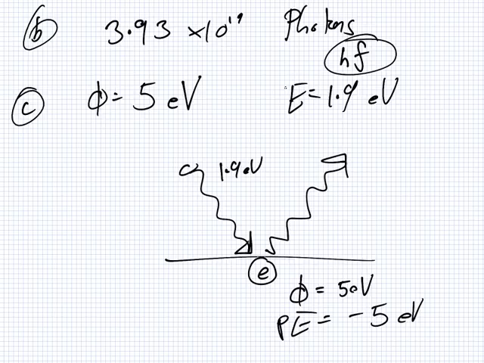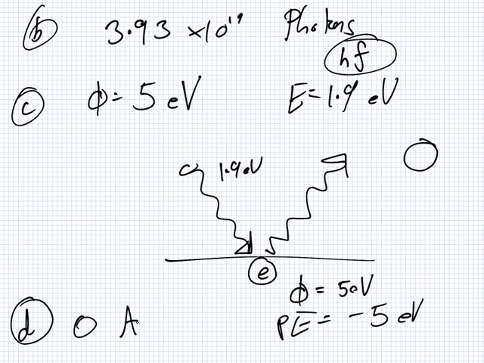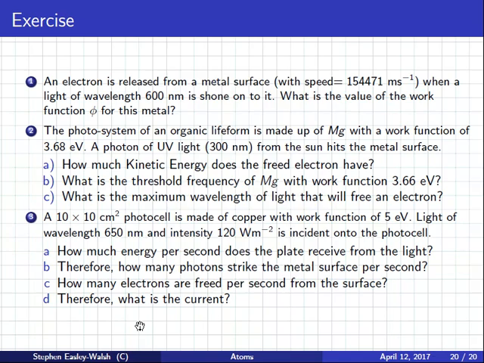Is it okay? So how many are freed? Nothing. Correct. So part D. What is the current? 0 amps. There's no electrons free. Okay, and there's just one more part in here, but I'll leave it as a homework for you. I have to give you something to do.